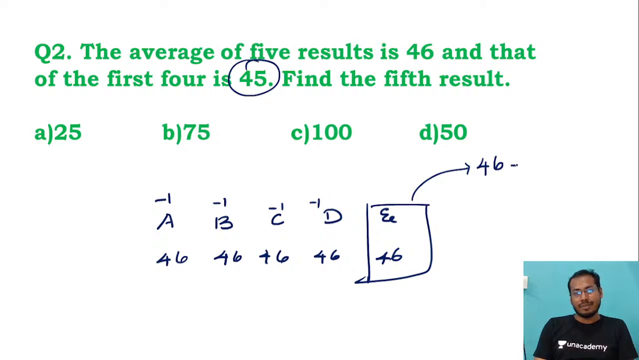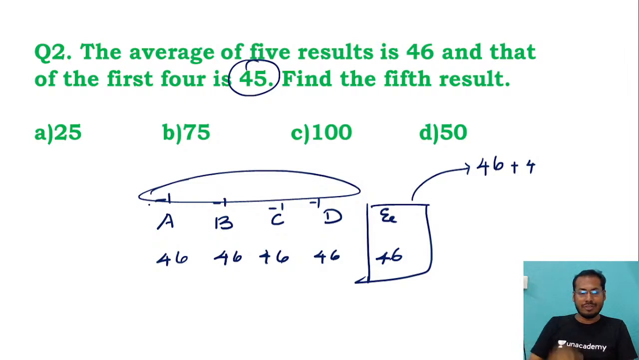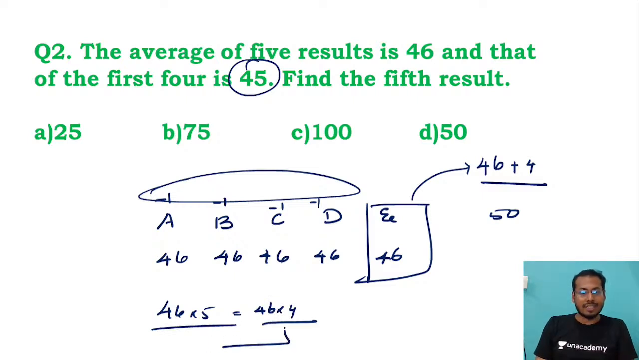If the average was reduced by 1, each one will be reduced by 1, correct? That means 4 came out with the excluded one, right? So 46 plus 4 is what? 50. Otherwise, you need to take 46 into 5 and 46 into 4. After finding both multiplication values, you need to take the difference, then only you get the answer. But here you can directly get the answer. The difference is 1, correct? So 46 plus 4 is 50, the right answer.